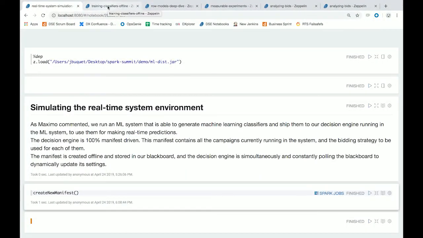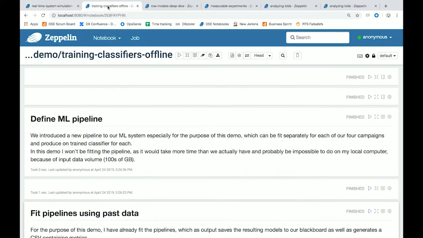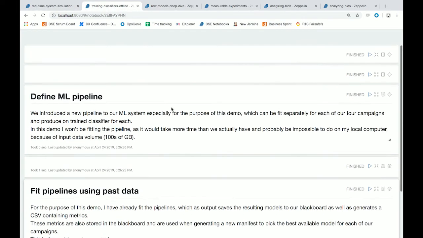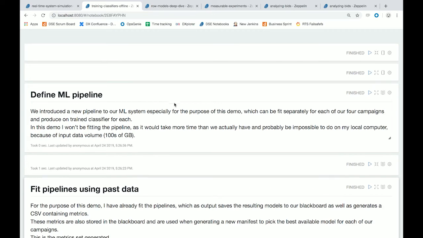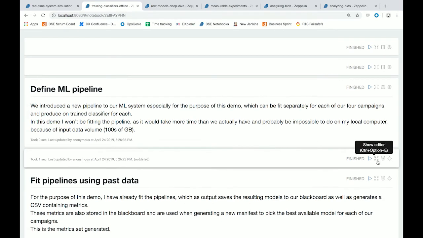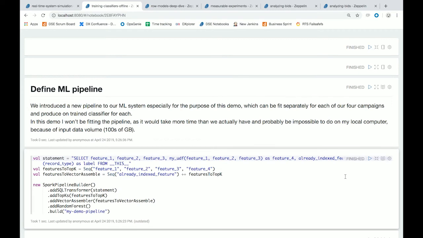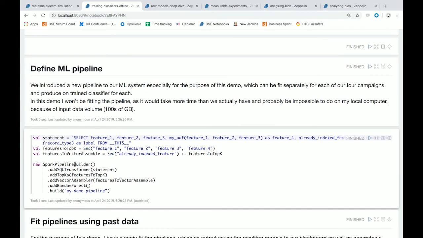So after we are running this and we are collecting new data, what we can do is define machine learning pipelines that we can feed on past data. That way, we use machine learning classifiers to optimize the bid on production. Defining this is just as simple as defining any SparkML pipeline here.